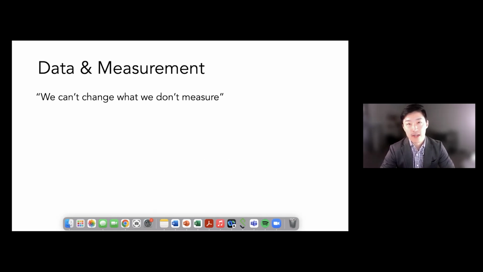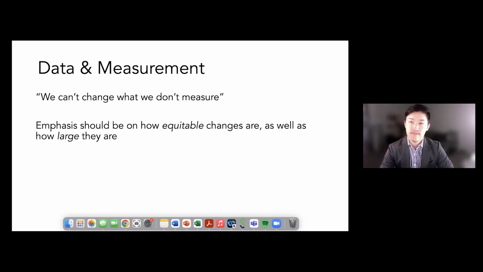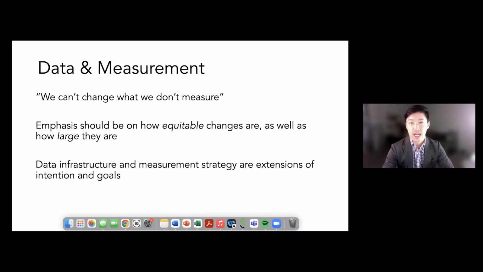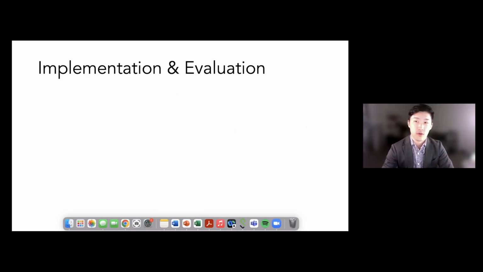The third thing, data measurement. This old adage that we can't change what we don't measure. I would just say here that we want to emphasize in data measurement not just how big the changes are, how big the quality gains, how large the cost reductions, but how equitable those are. Because I don't think we can be comfortable with quality gains or cost reductions that are beneficial if they come at the cost of certain groups or communities. And suffice to say, infrastructure and measurement strategy are critical parts of this and actually extend the earlier point about intentions and goals.